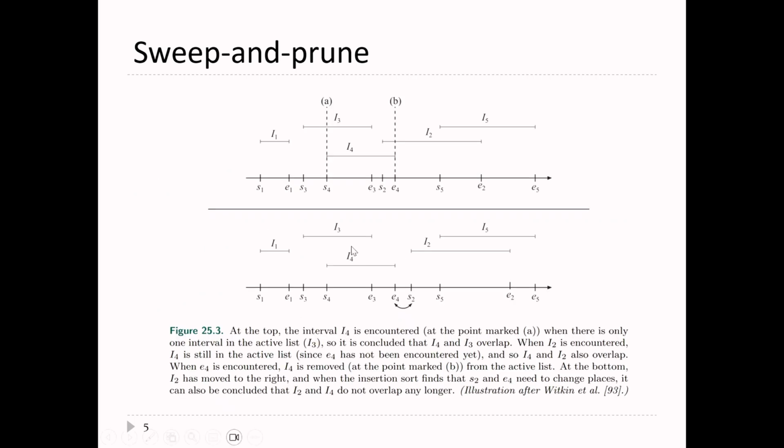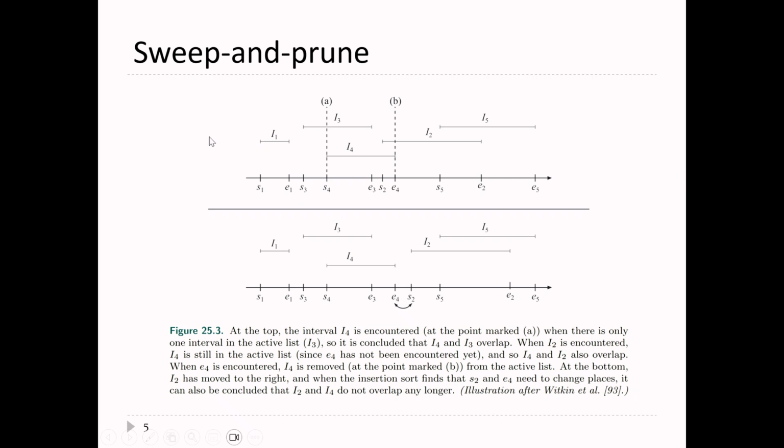Okay, so we're going to take our intervals, I1 through I5, put them into our list and sort them. So I1's here, I2's over here, I3's here, I4 here, there's I5. Okay, so there's our intervals put into the list. We're now going to sweep the list from left to right.